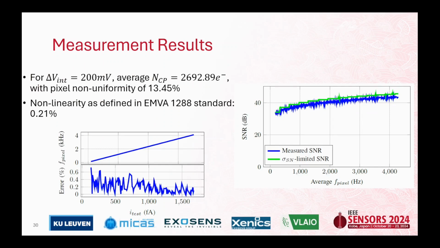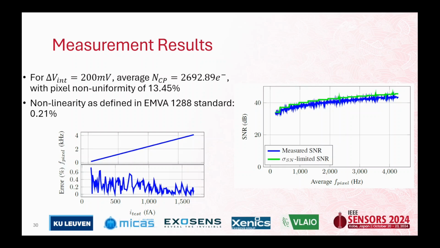So, some measurement results. On average, for a given delta V int of 200 millivolts, we have an average charge packet of around 2,700. That charge packet is tied to the full well capacity of the whole system, right? It's basically the maximum cores value times the charge packet. We can change that depending on the value of the delta V int. The pixel non-uniformity of the system is 13.45, and based on the EMVA 1288 standard, the nonlinearity is 0.21%.